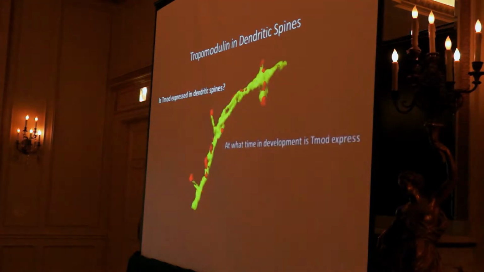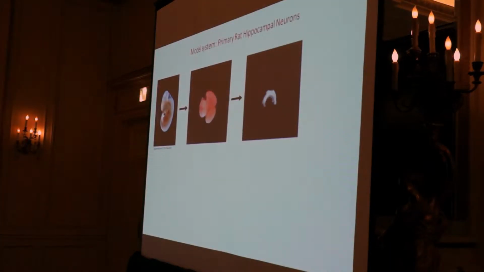Is tropomodulin expressed in dendritic spines? At what time is it expressed? And how does it regulate the actin cytoskeleton? The first question is, is tropomodulin even expressed in dendritic spines? Really briefly, I want to acquaint you with my model system.